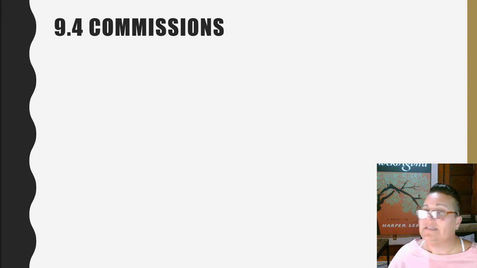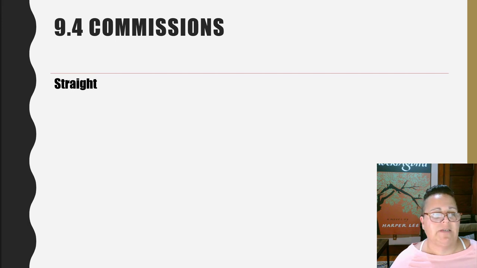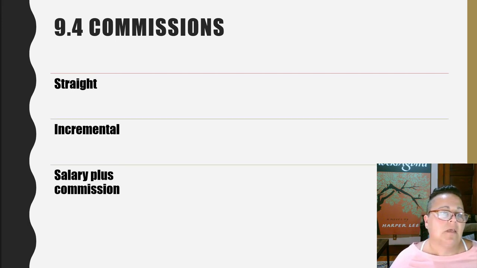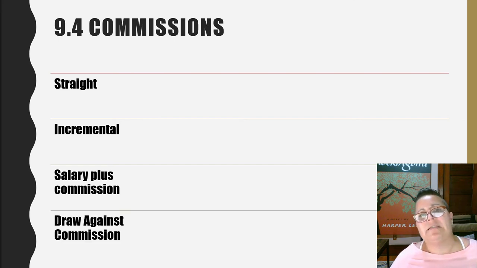Okay, so the types of commissions. The first type of commission we're going to look at is a straight commission. The second is known as incremental. The third is if you're dealing with a situation where you have salary plus commission, much like we did with piecework. And the last piece is explaining what a draw is.